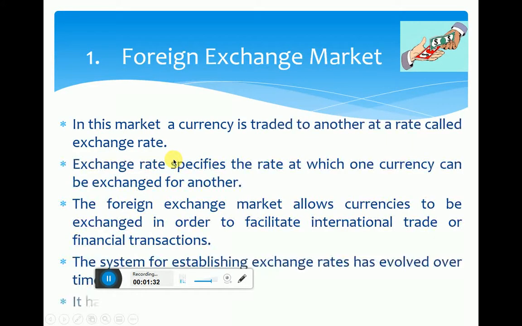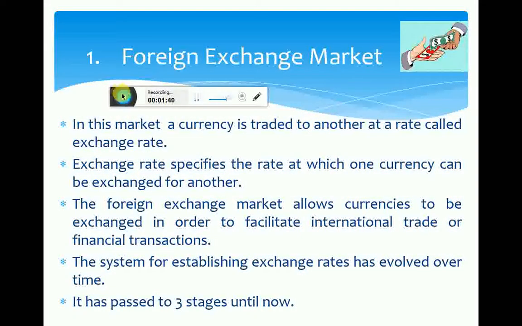Foreign exchange market is a market where one currency is traded for another at a rate called the exchange rate. There are different currencies traded. Traded means bought and sold at a price or a rate, which is called the exchange rate.